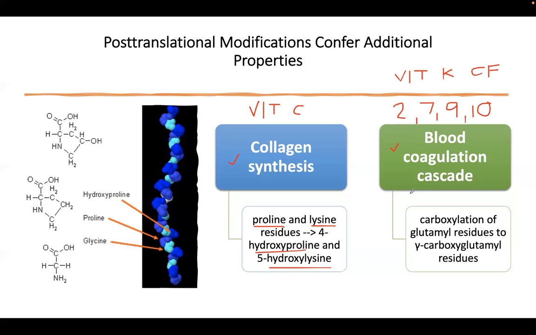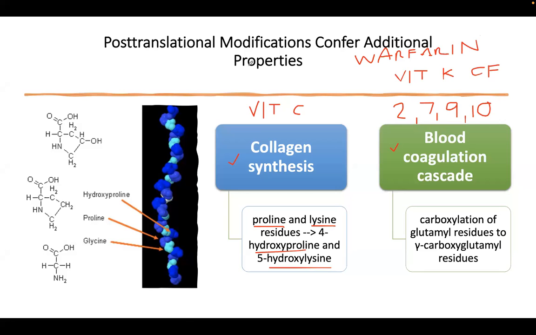Now, question: what drug inhibits the gamma carboxylation of the vitamin K dependent clotting factors? What is the name of that famous drug? Okay, it is warfarin. Warfarin, or what we commonly call Coumadin.